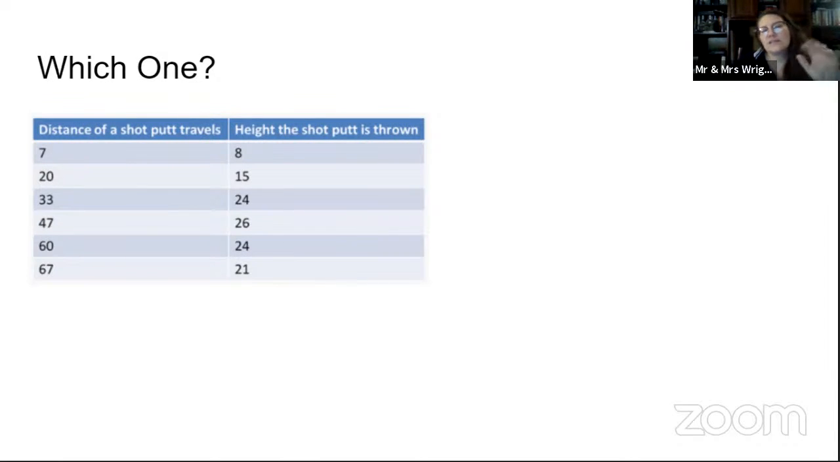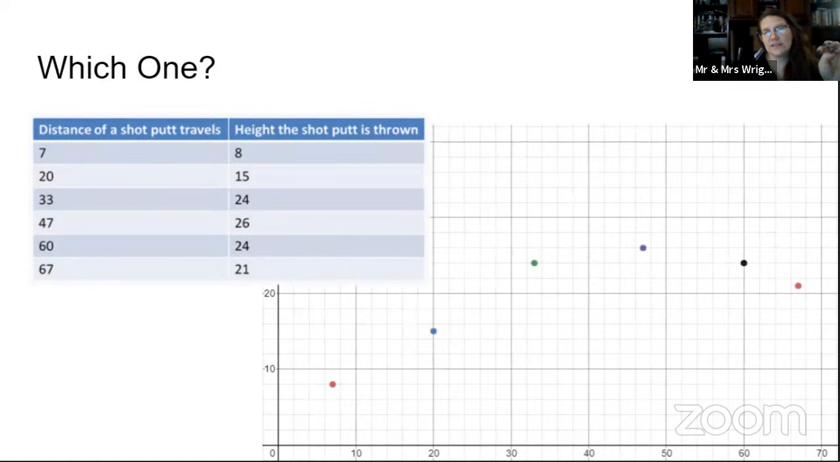So I went ahead and put these into Desmos, the online graphing calculator, so we could see all of these points and see what they looked like. So that's here. And as you can see, this is going to be a parabolic graph, because it's headed upwards and then it changes direction and heads downwards. So this one is definitely a quadratic.